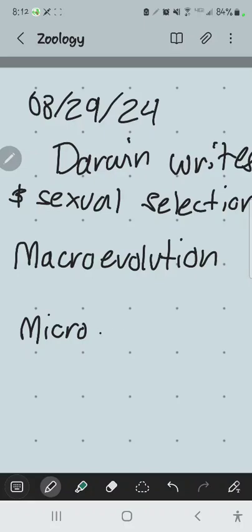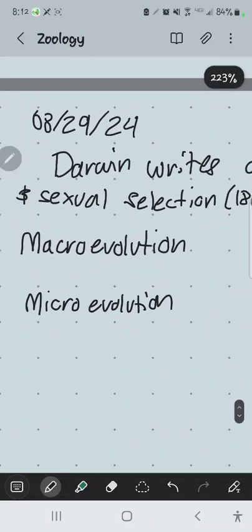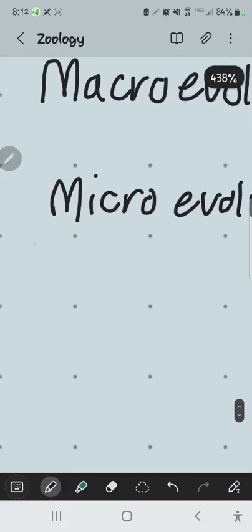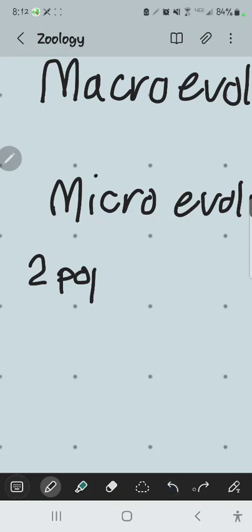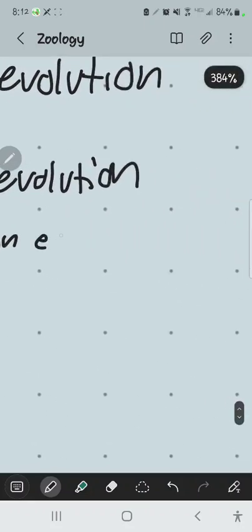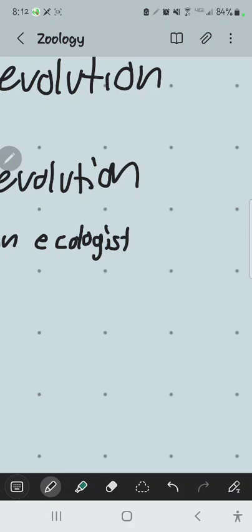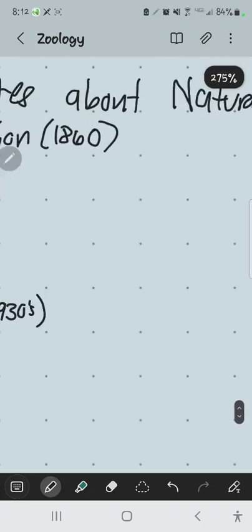But don't worry about memorizing names, but there are two population ecologists that came up with this in the 1930s. So we're talking about 70 years after Darwin. Sewall Wright proposed that you can have drastic changes in population traits based on small population sizes and non-random gene transfer.